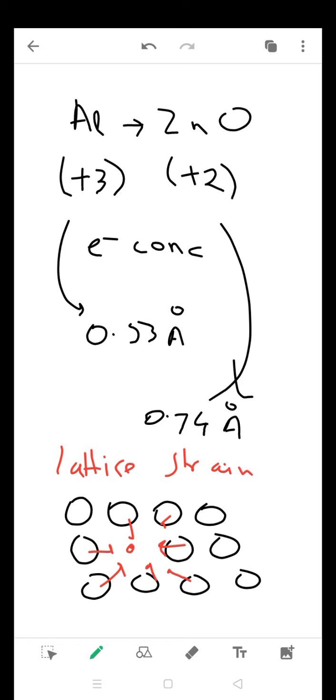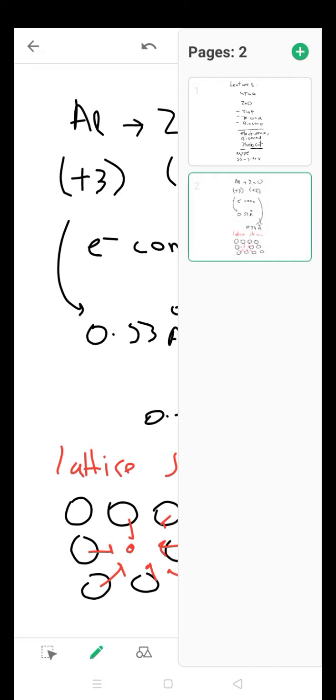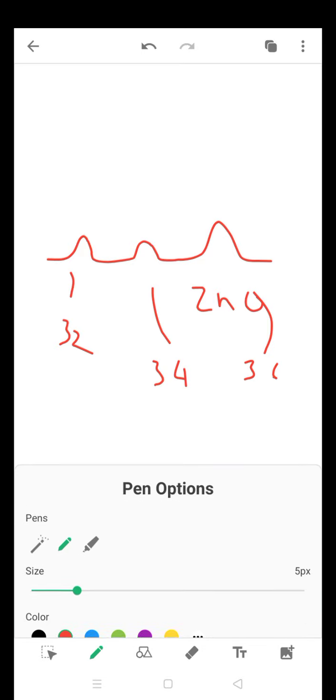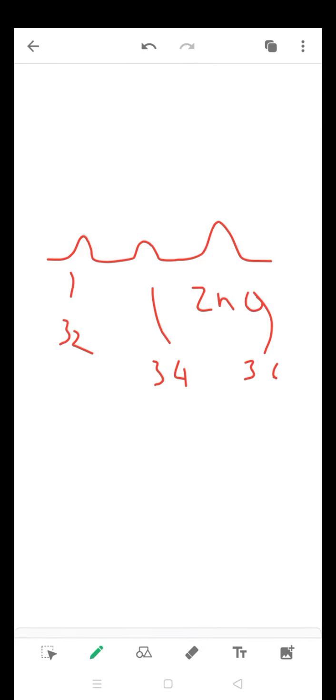Now this lattice strain will get reflected in the XRD diffraction pattern. So these are your zinc oxide peaks, one of which is approximately around 34. We get three main peaks. This is around 34 and this is around 36. There may be some alterations in the Bragg angles. It's not exactly what I've written, but it is close to these angles. Now doping with aluminium will cause a peak shift like this, and when it moves towards the higher Bragg angles, this indicates a compressive strain.